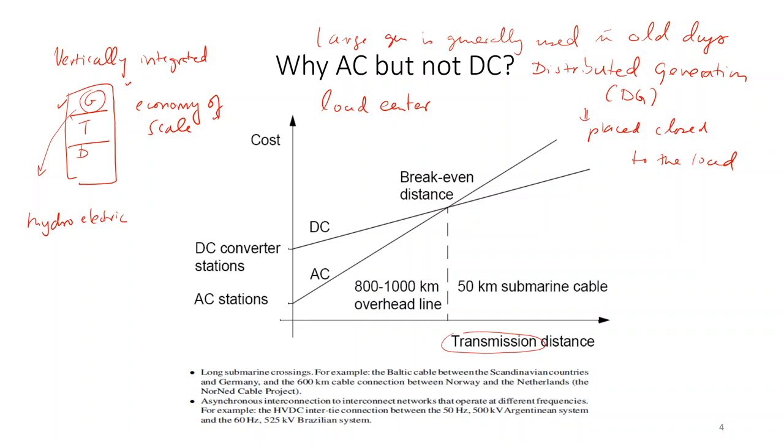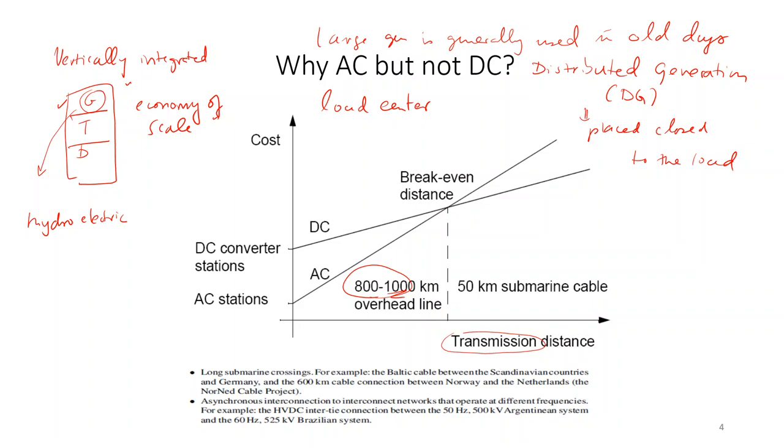You can see that the cost of transmitting power, up to a certain point, is more expensive for DC than for AC. But generally, the break-even point, below which AC is cheaper than DC, is about 1,000 kilometers. Most of the system doesn't need such an extra long overhead line, so we don't need to transfer over very long distances. That's why the cost of AC transmission is cheaper when the distance is less than 1,000 kilometers.